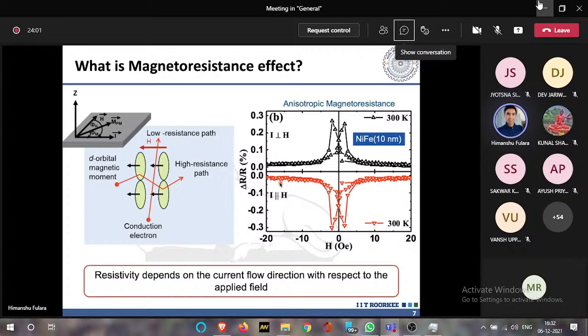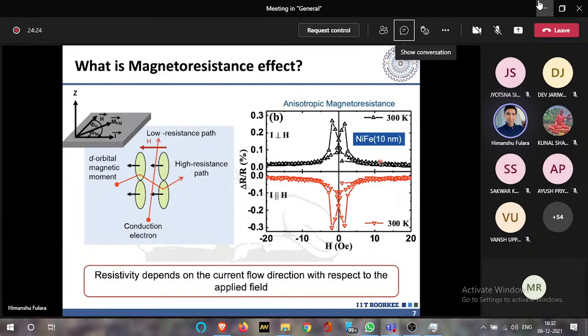When I is parallel to the magnetic field, the scattering is very high, and the resistance also increases for the parallel configuration. For the perpendicular configuration, the resistance is very small. So this was a very simple effect which was already there.